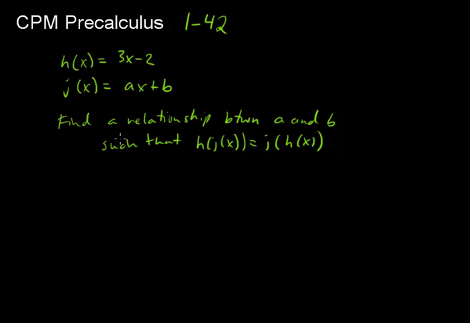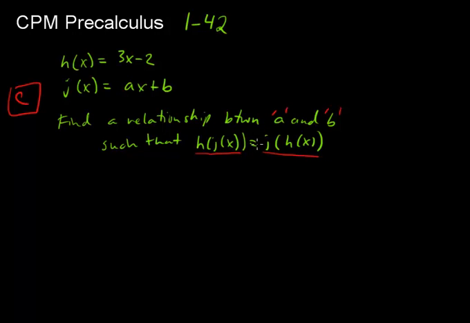Okay, this is CPM Precalculus Chapter 1, number 42. Here we're given the definitions of two functions. h of x is 3x minus 2, and j of x is equal to ax plus b. It's a challenge problem, and we're asked to find a relationship between a and b such that h of j of x is equal to j of h of x.